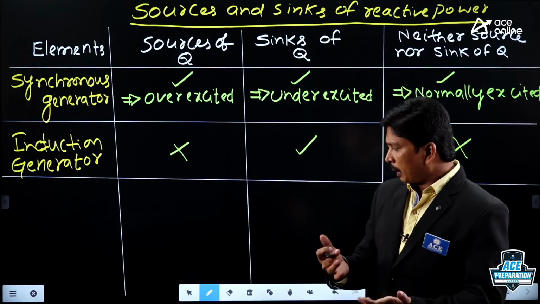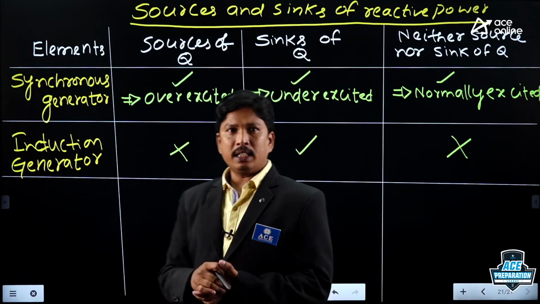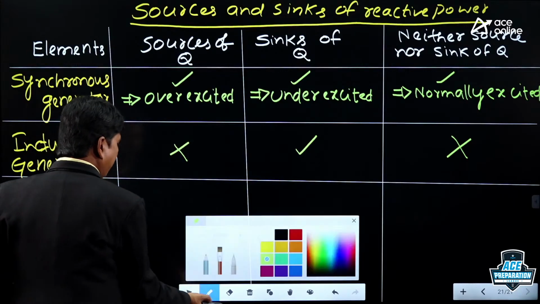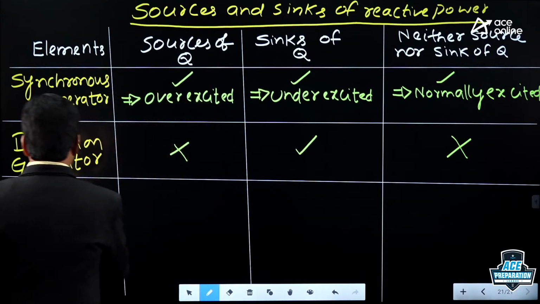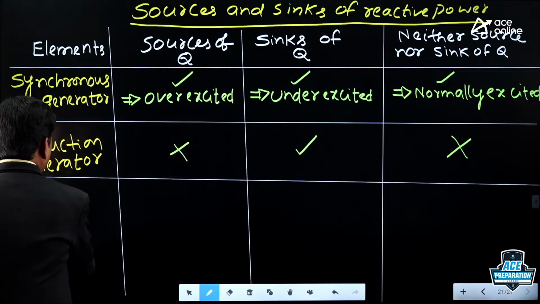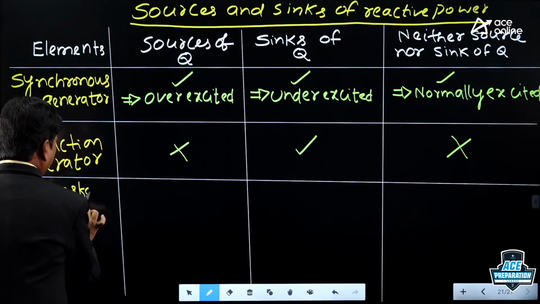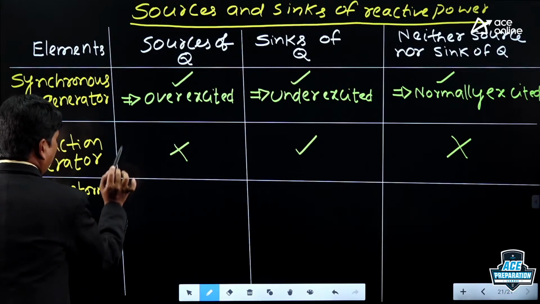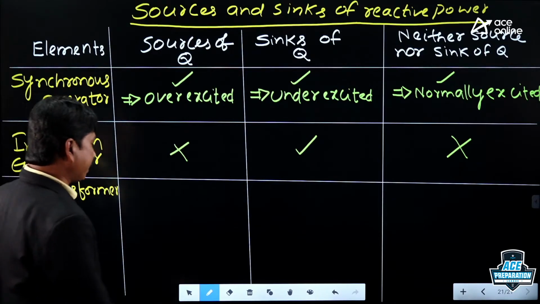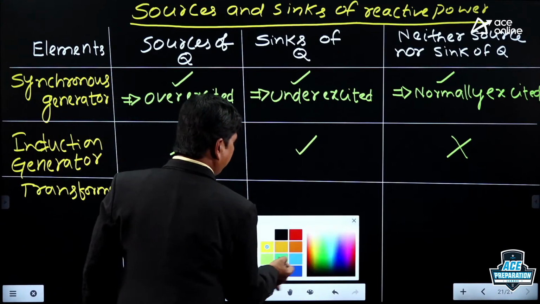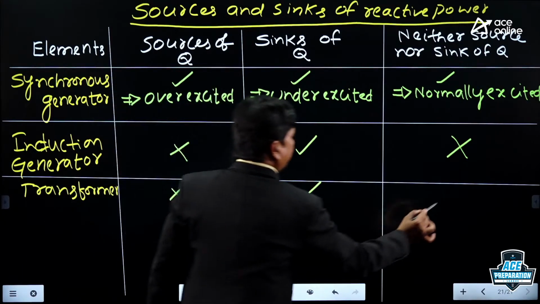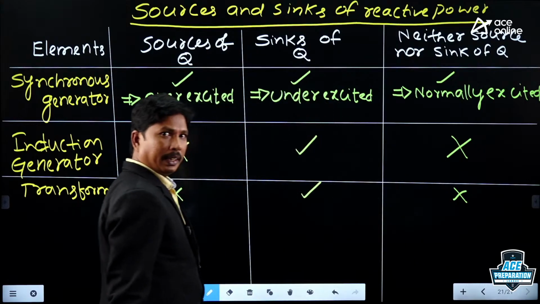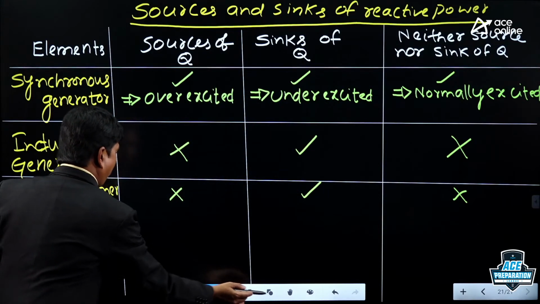And coming to the transformer, the next element. In case of the transformer, the transformer is always a sink of reactive power. So this operation and this operation are not possible in case of the transformer, right?